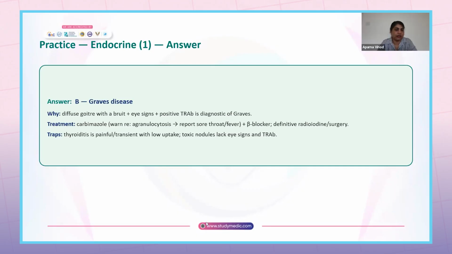Now, thyroiditis, you could think about it, but in that case, they would talk to you about a painful thyroid with a transient or low uptake on the scan. Toxic nodules will not have eye signs or the antibodies.